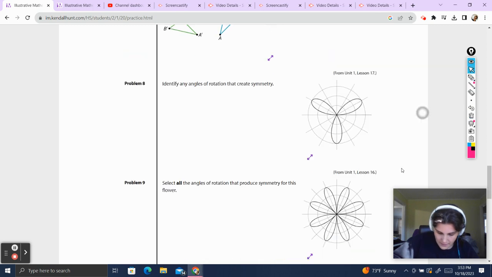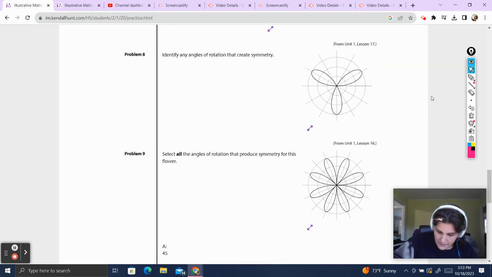All right, next question. Problem 8. Identify any angles of rotation that create symmetry. Well, we're going to take this petal, and we're going to want him to go to this petal. In this angle, we have 1, 2, 3, 4, 5, 6 little angles at 180 degrees, which tells me each of them are 30. That line, 1, 2, 3, 4, goes over 4.